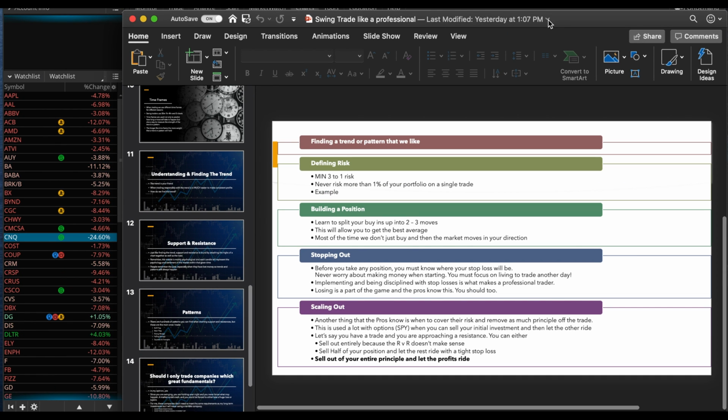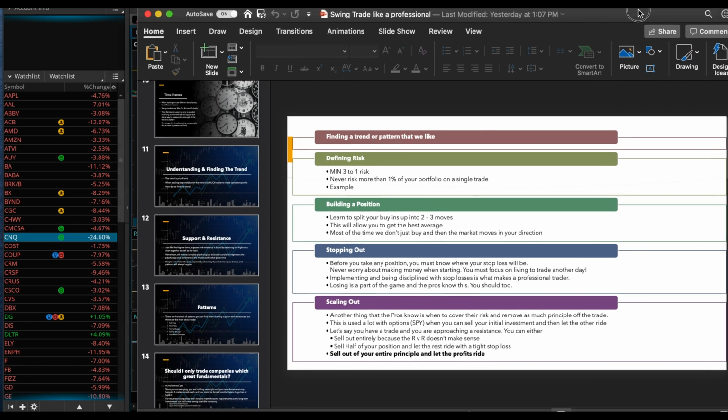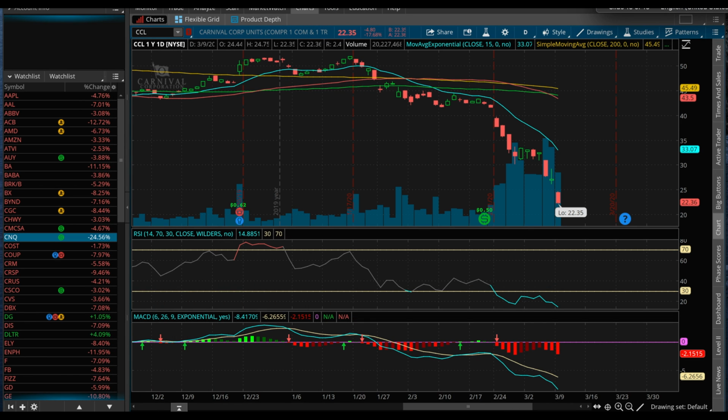So let me move this out of the way and let's actually do all of these, and let's see if we can find a good position, and let's go do this together.